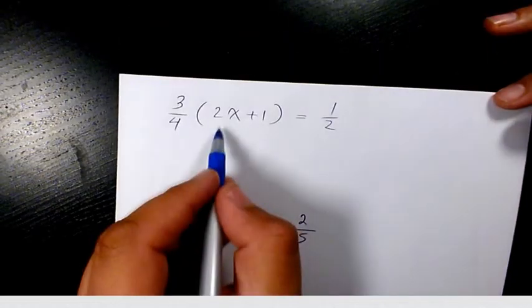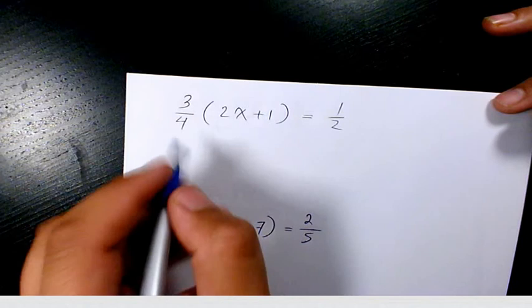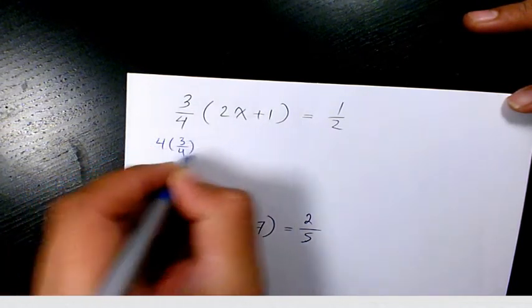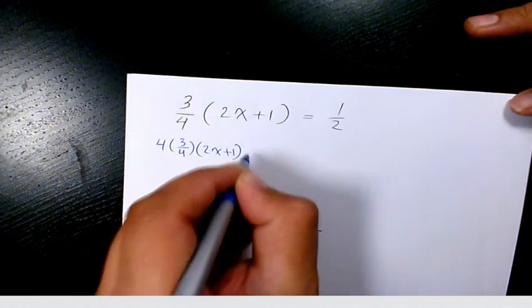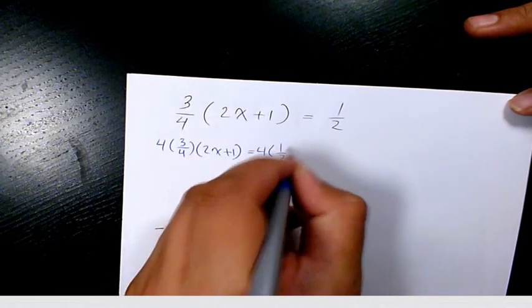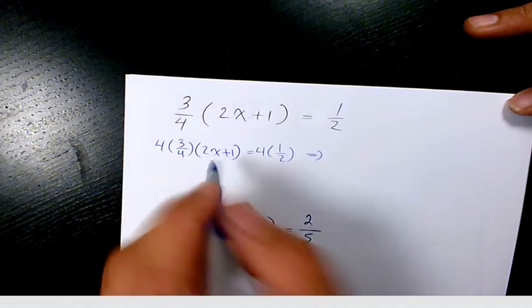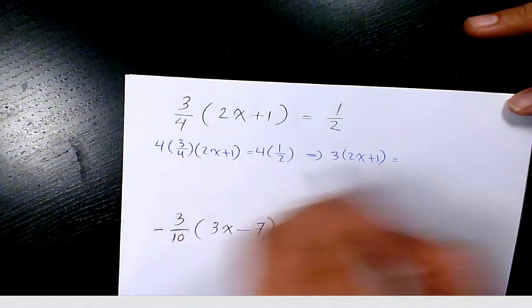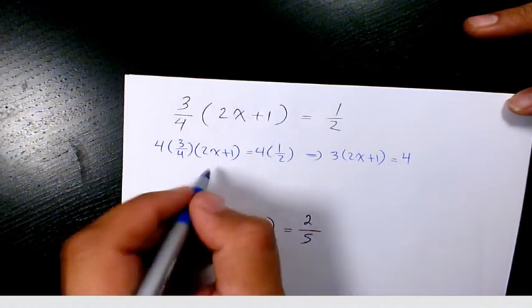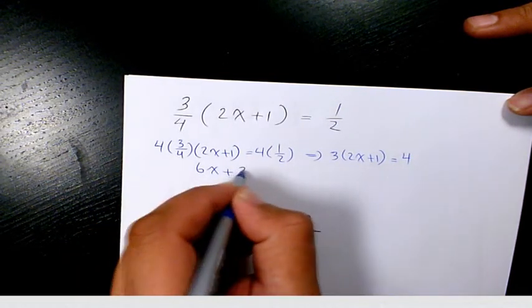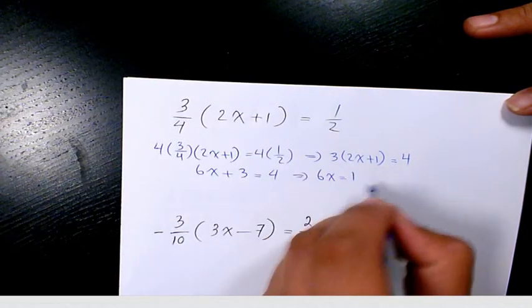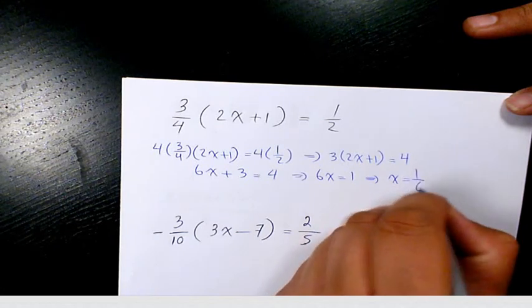Next one. 3 over 4 times 2x plus 1 equals 1 over 2. What we need to do is multiply both sides by 4. So 4 times 3 over 4 times 2x plus 1 equals 4 times 1 over 2. So 3 times 2x plus 1. So 4 times 1 is 4. So we have 3 times 2x, 6x, plus 3 times 1, 3, equals 4. So 6x equals 4 minus 3, which is 1. So x will be 1 over 6.